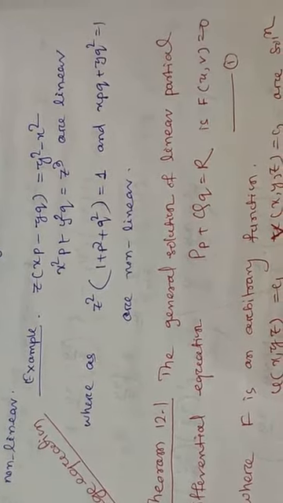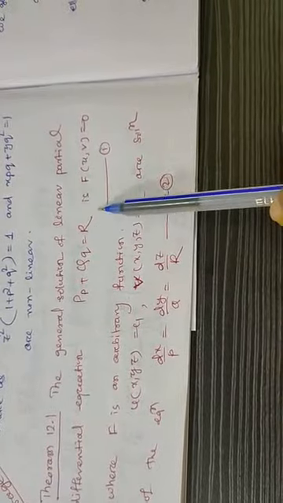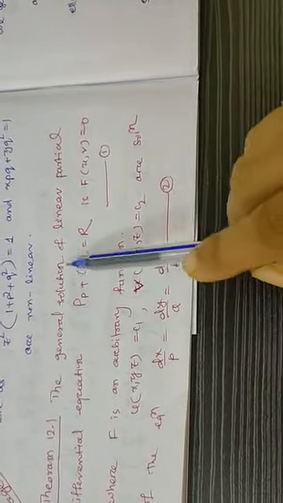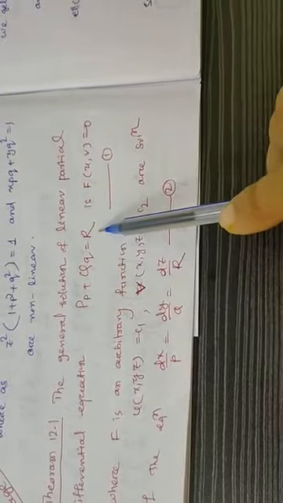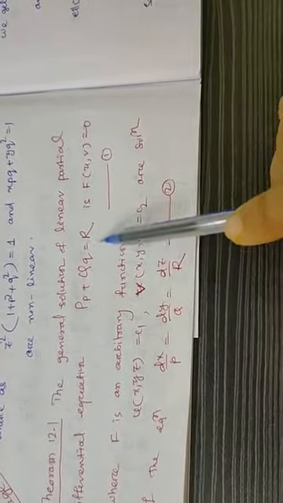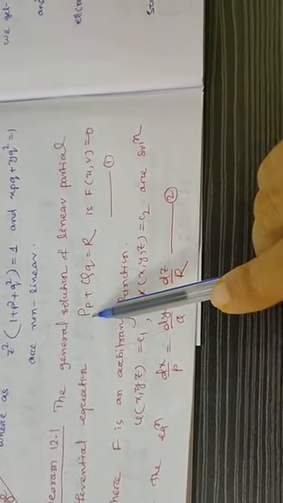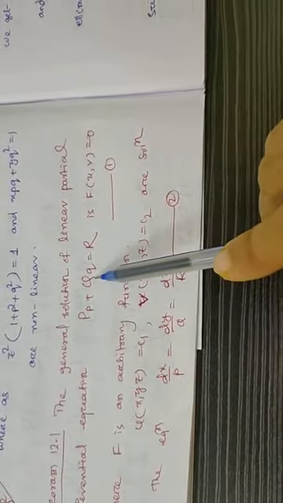Look at this theorem. This says the general solution of the linear partial differential equation Pp plus Qq is equal to R is f of u, v is equal to 0. The general solution of a linear first order PDE of this type Pp plus Qq is equal to R. What is P? P is a function of x and y, Q is a function of x and y, R is also a function of x and y. And its general solution is given by f of u, v.